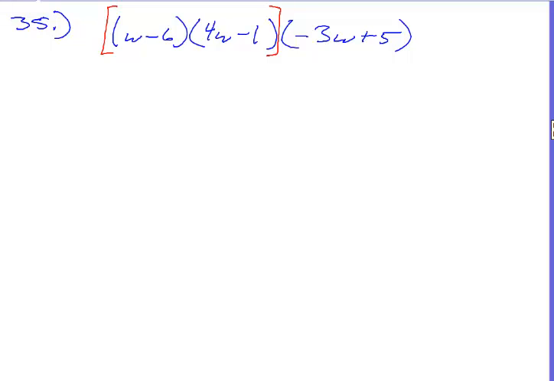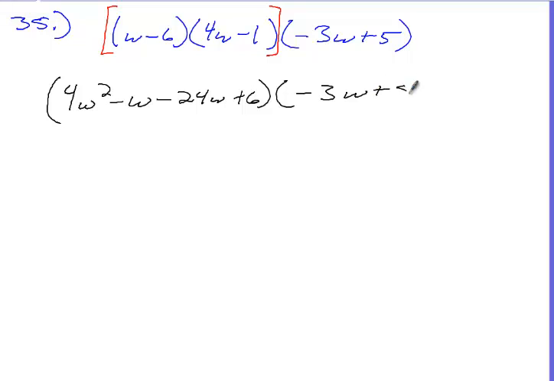So you distribute, right? And you just FOIL. So what's W times 4W? 4W squared. W times -1 is negative W. Negative 6 times -4 is negative 24W. Negative 6 times -1 is plus 6. So any major questions on the FOIL, yes or no? So you just distribute, right? This is just like what we did last chapter. Group up your like terms inside.